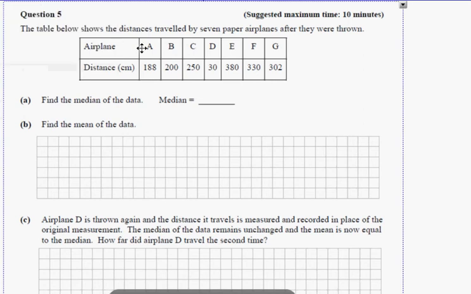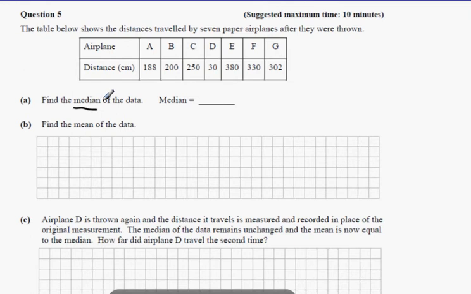Question 5. The table below shows the distances travelled by 7 paper aeroplanes after they were thrown. Distances in centimetres. The aeroplanes were labelled A, B, C, D, E, F, G. Find the median of the data. Lads, what does median mean? Hands up if you know. Median. Owen. The middle value.